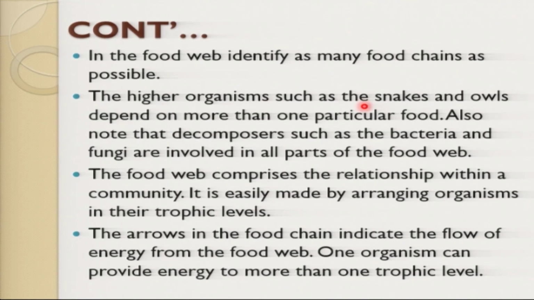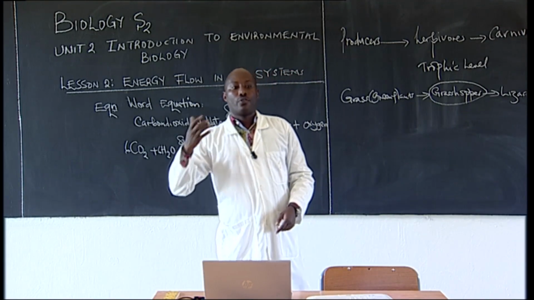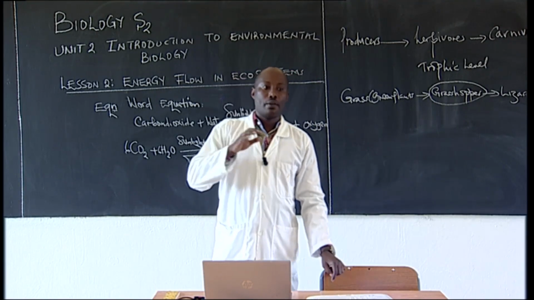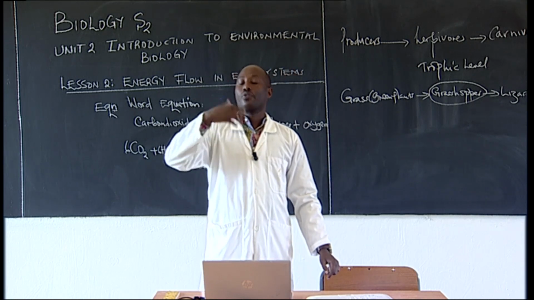So, a food web comprises the relationships within a community. It is easier to make by arranging organisms in their trophic levels. The arrows in a food chain indicate the flow. These arrows show the flow of energy in the food web. One organism can provide energy to more than one trophic level.